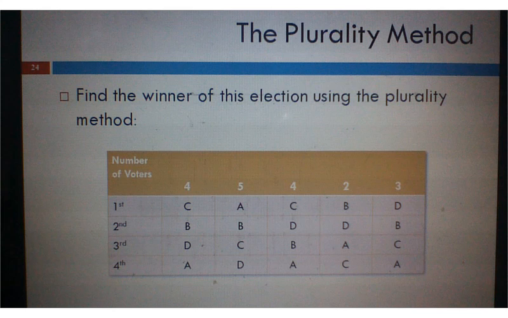So we've got 4 candidates, A, B, C, and D. We've got our preference schedule with all the different combinations of ballots that were cast compiled into this list. So it looks like 4 people chose C as their top choice, with B, D, A following. But then we also have 4 people that chose C as their top choice, with D, B, A following in that order. So we're going to combine those, and C total has 8 first place votes.